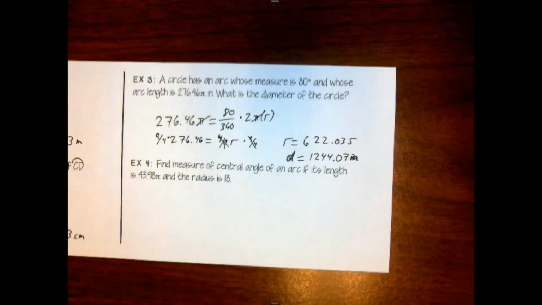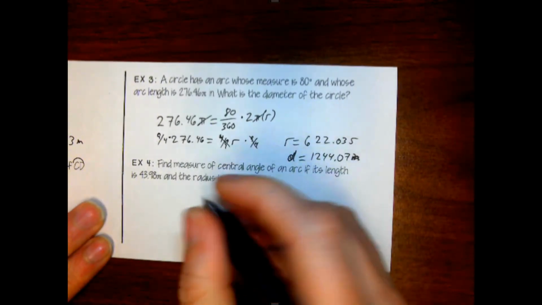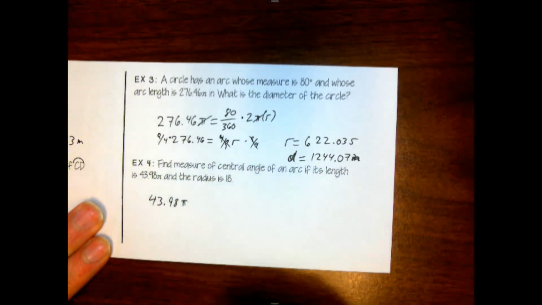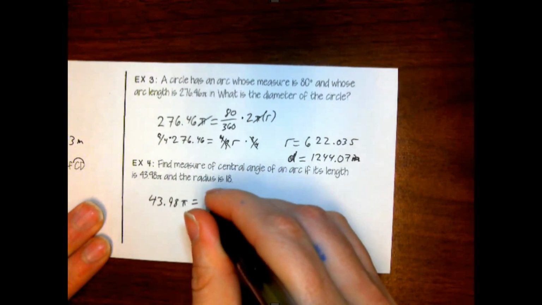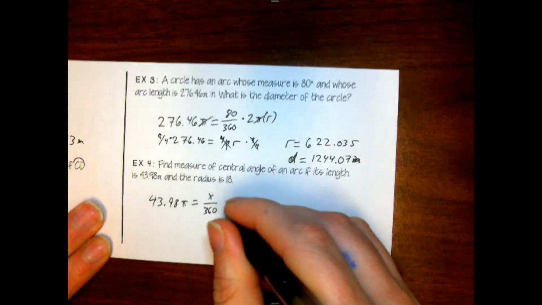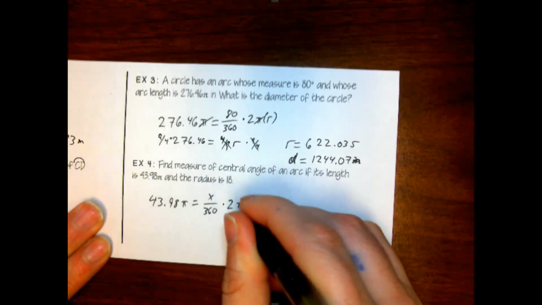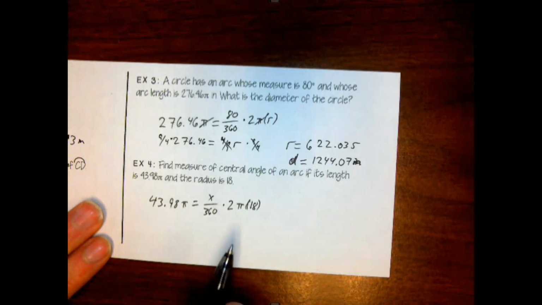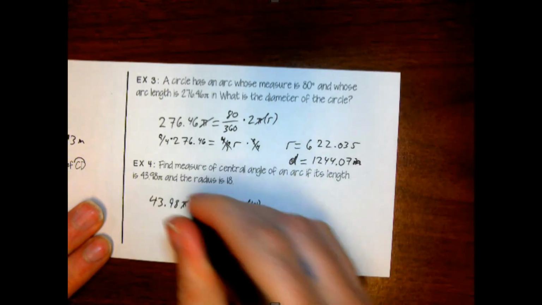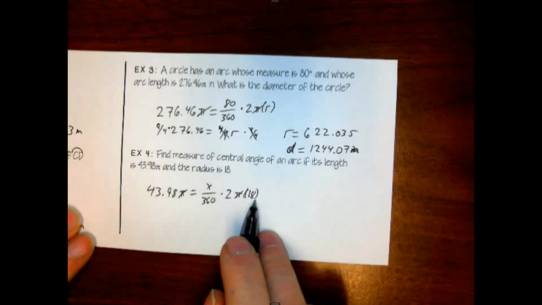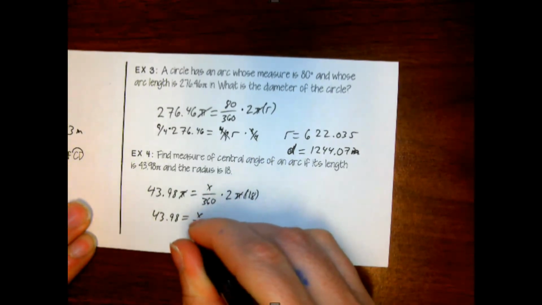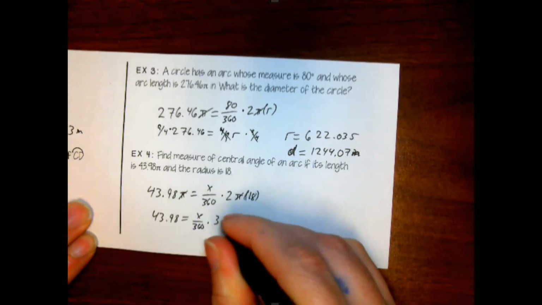Okay, next, find the measure of the central angle of an arc if its length is 43.98 pi and the radius is 18. So 43.98 pi, and we're trying to find the measure of the angle that creates this. So that's going to be x over 360 times 2 times pi times the radius, which is 18. So first, I can cross out pi on both sides again. And then 2 times 18 is 36. So 43.98 equals x over 360 times 36.